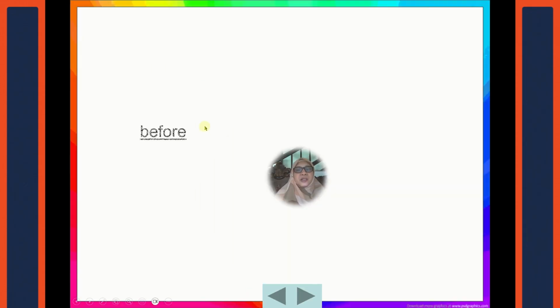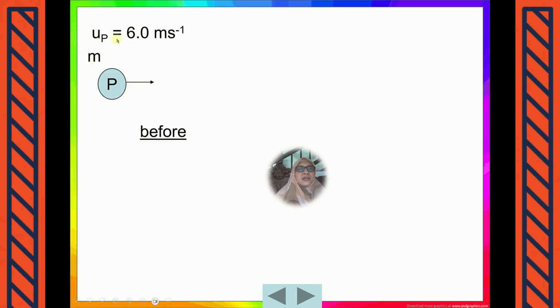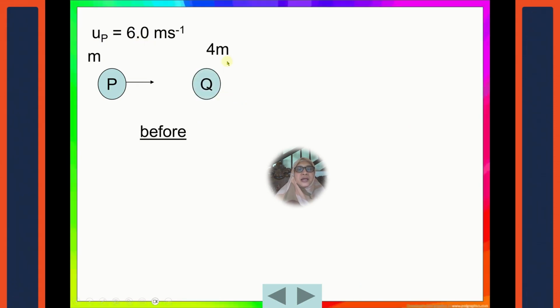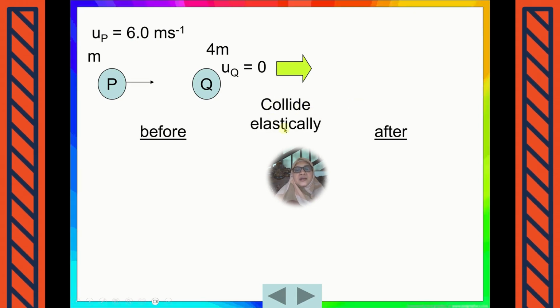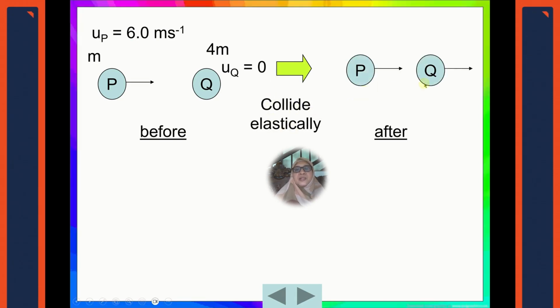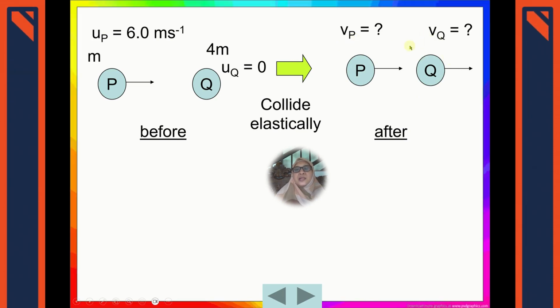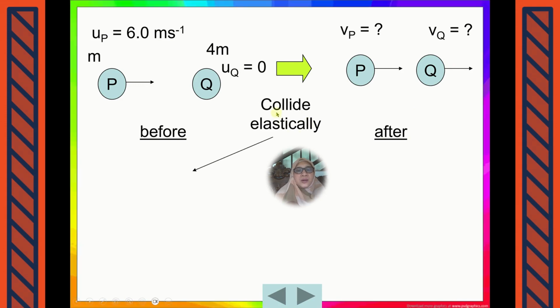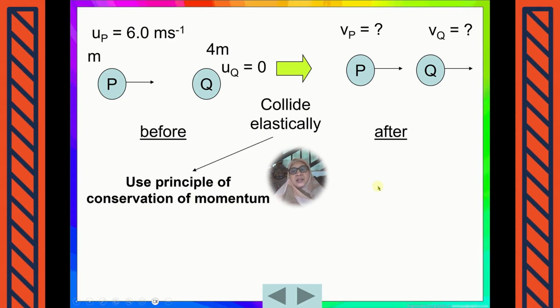Before collision, this is what happened: P with mass m has a speed of 6 meter per second, and Q with mass 4m is stationary. After collision, they collide elastically, so P and Q move with velocities, let's name them Vp and Vq. We don't know their speeds. Colliding elastically also means that we can use the principle of conservation of momentum and the principle of conservation of kinetic energy.